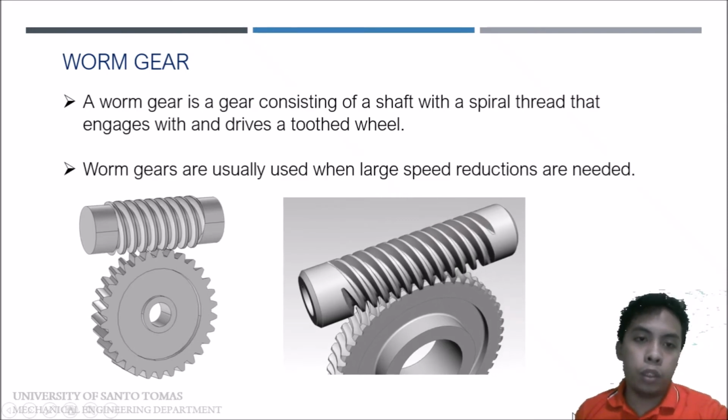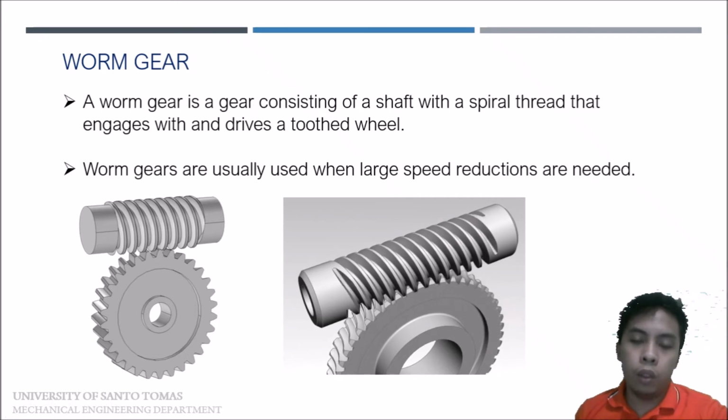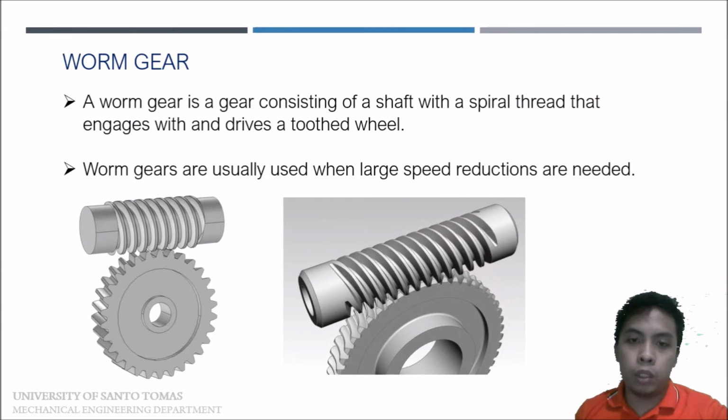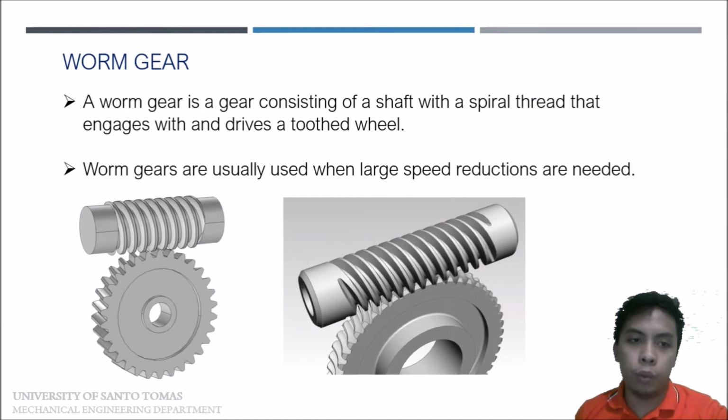So worm gears are usually used when large speed reductions are needed. So kapag ang application mo is large speed reduction but high torque application, ginagamit natin tong worm gears.